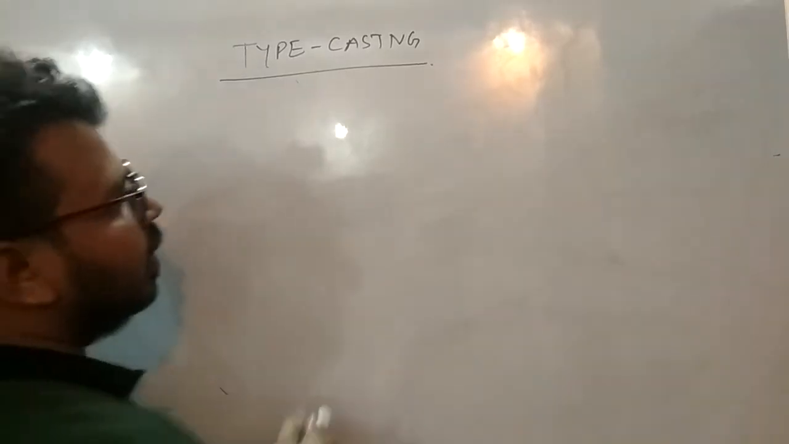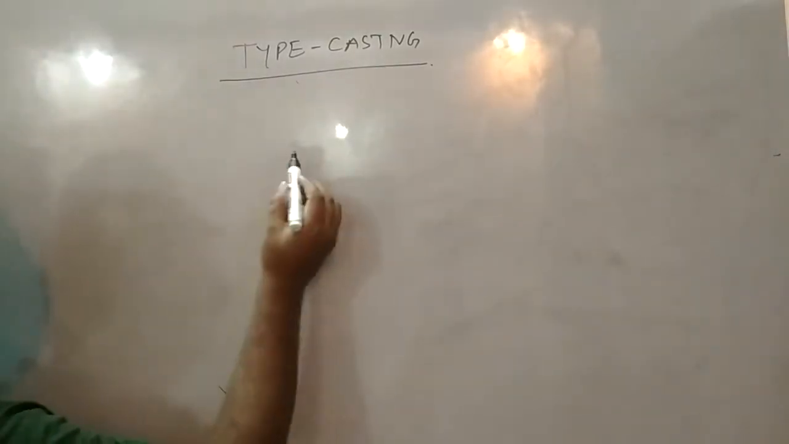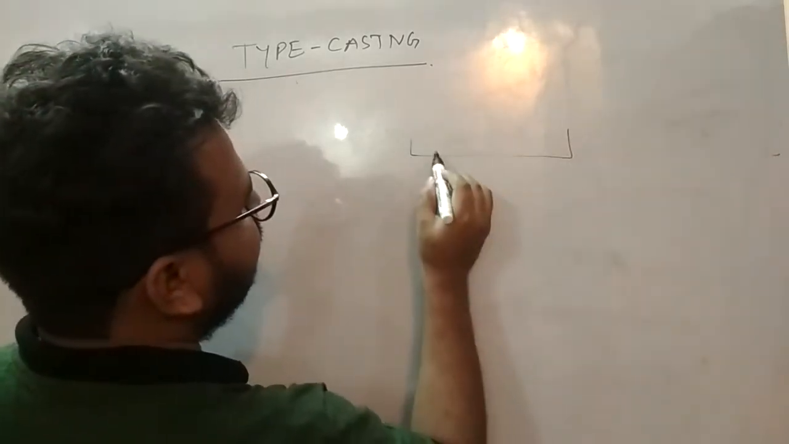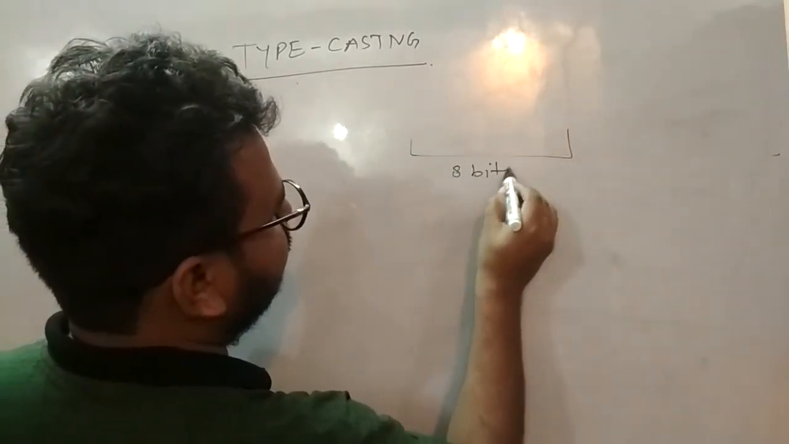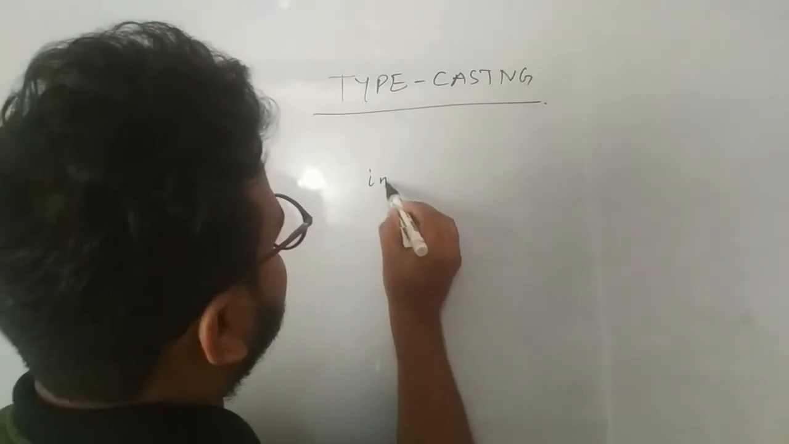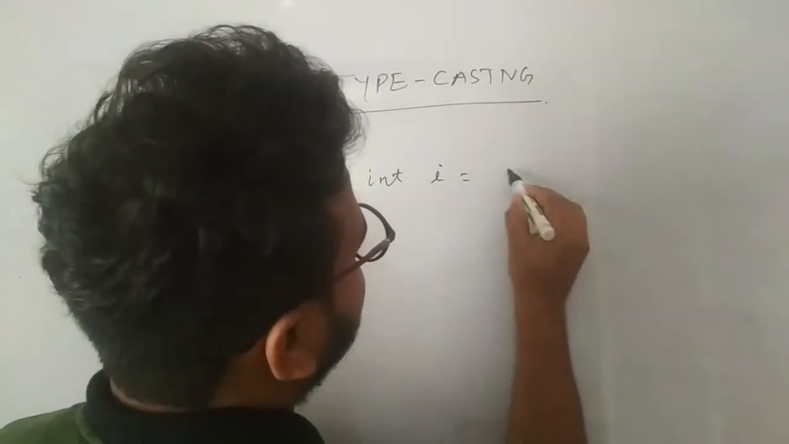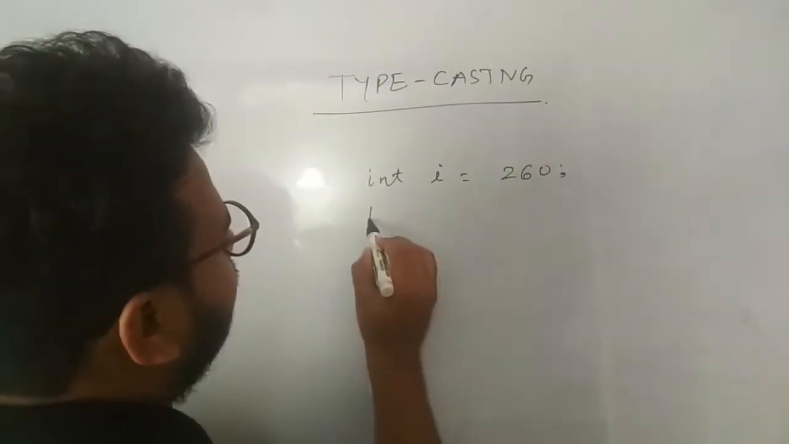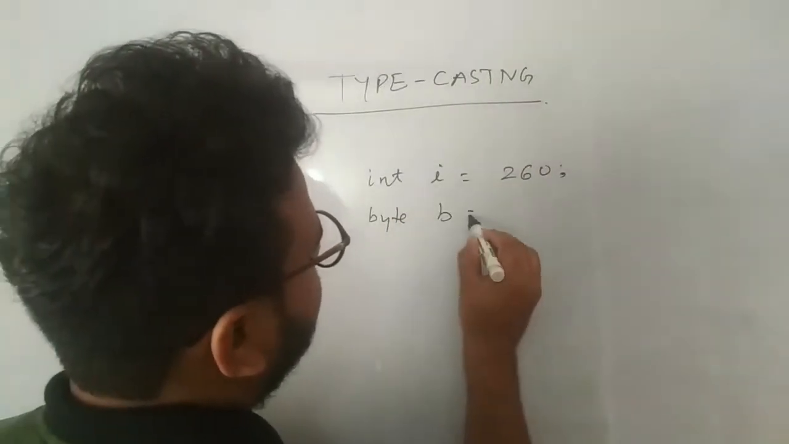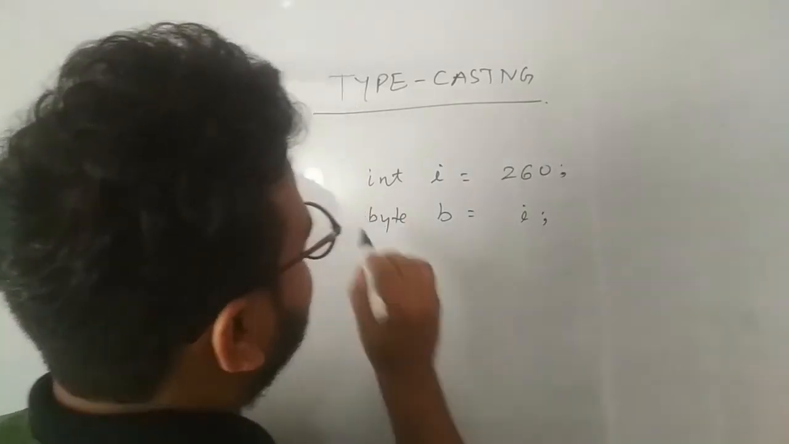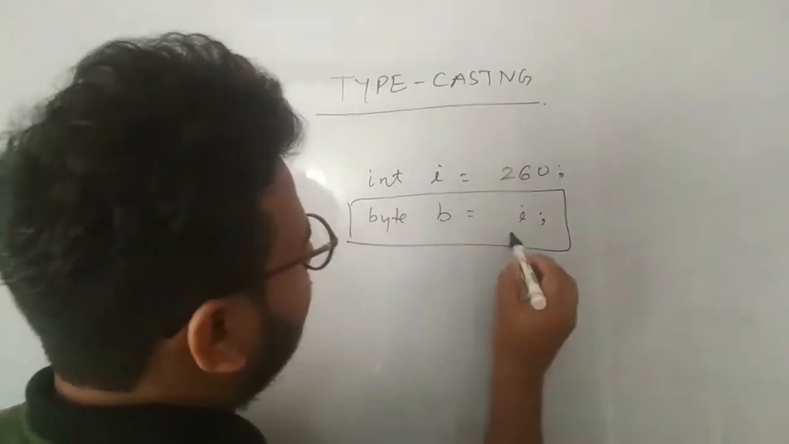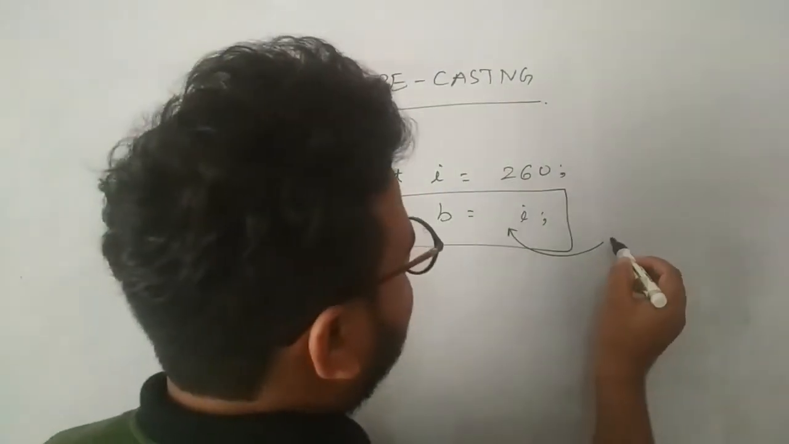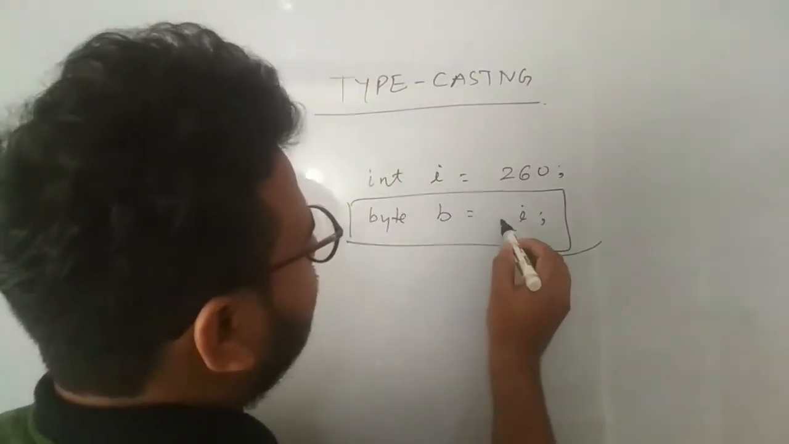For typecasting, suppose I have an integer value which does not fit into 8 bits. Suppose I have an int i equal to 260. Now I write byte b is equal to i. Then what will happen here? Here we will get a compilation error saying we cannot convert from int to byte.